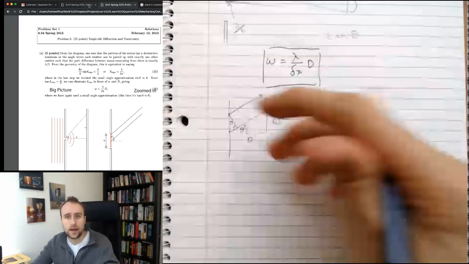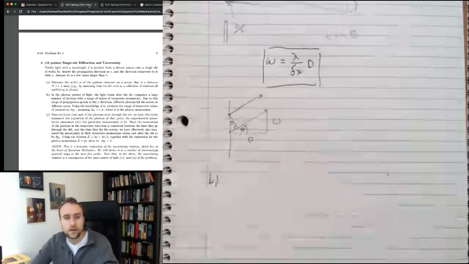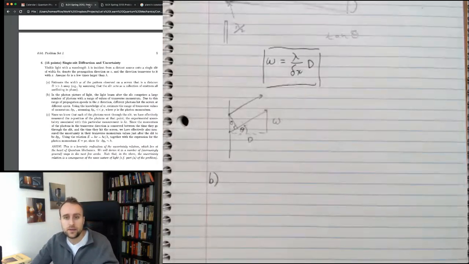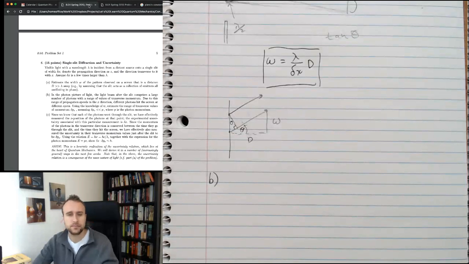So let's go back here. We're now in B. In the photon picture of light, the light beam after the slit comprises a large number of photons with a range of values of transverse momentum. Due to this range of propagation speeds in the x direction, different photons hit the screen at different spots. Using the knowledge of W, estimate the range of transverse values of momentum, assuming that dpx is much, much less than p, where p is the photon momentum.